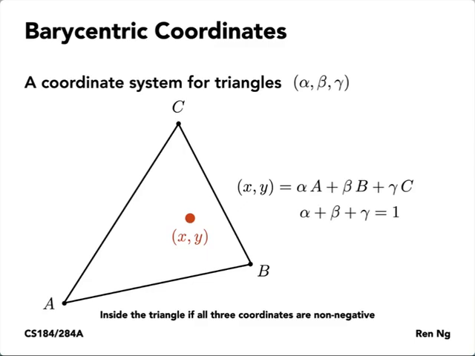Now, right away, barycentric coordinates have a property that alpha plus beta plus gamma is always equal to 1. And you're inside the triangle if all 3 of these coordinates are non-negative: alpha, beta, gamma all non-negative.